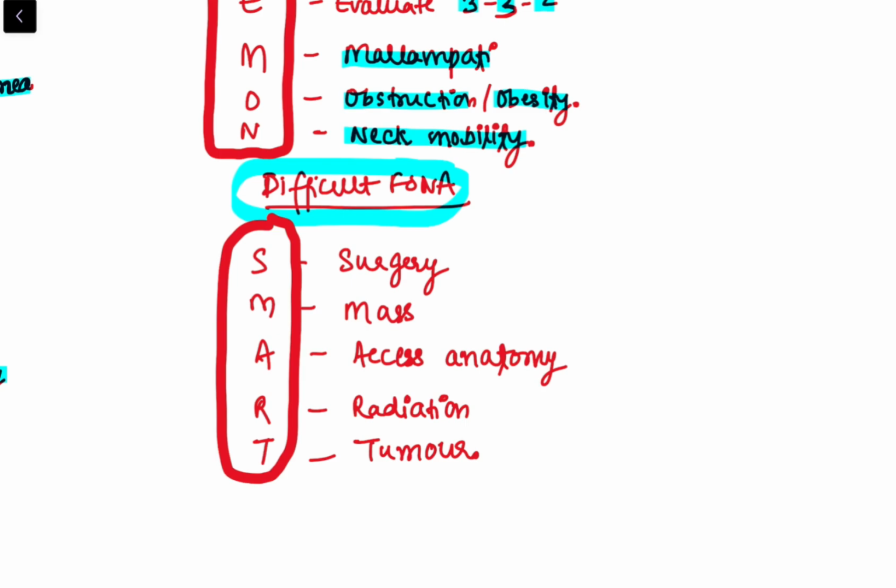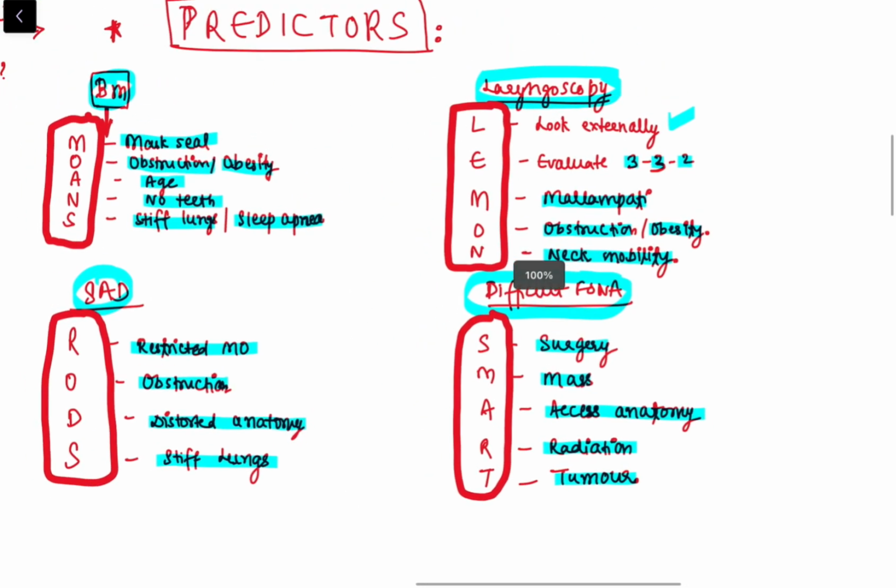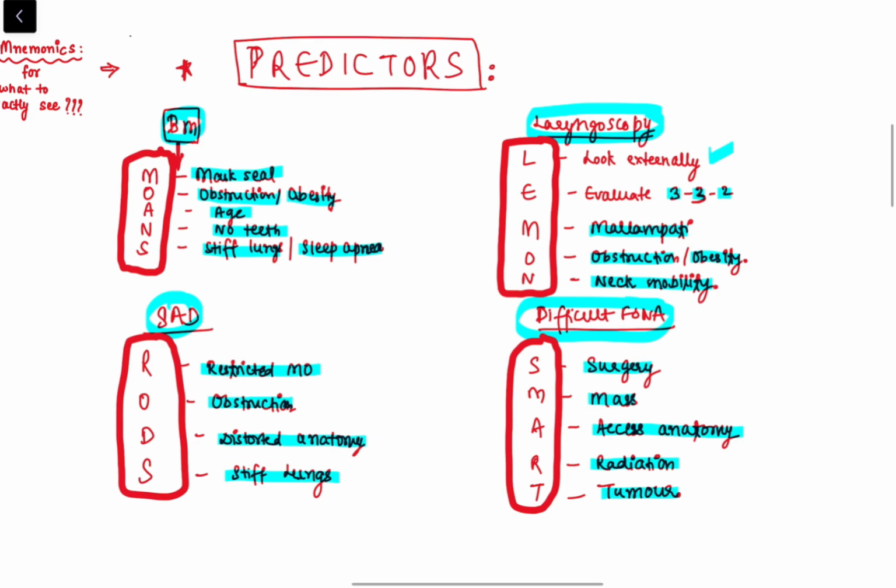So if a person has undergone any neck surgery, neck dissection or something, if any mass is present like a thyroid mass, if there is difficulty in assessing the anatomy, if there is some radiation exposure, and if there is some tumor, these lead to difficult front of neck access. So these are the predictors that everyone should remember.